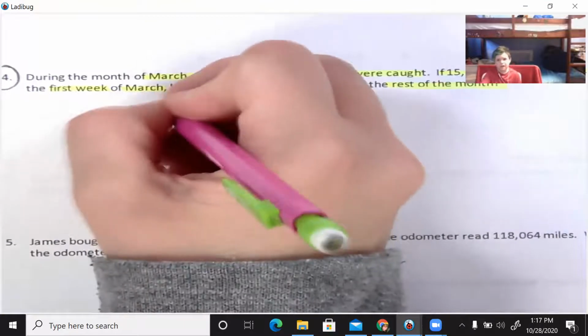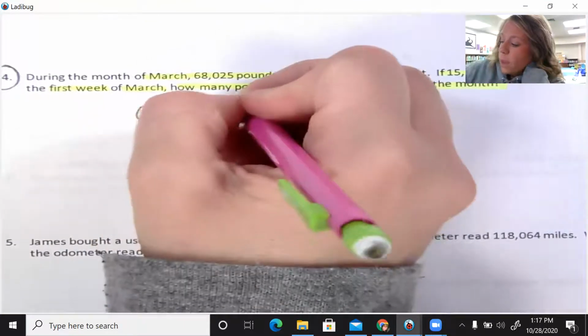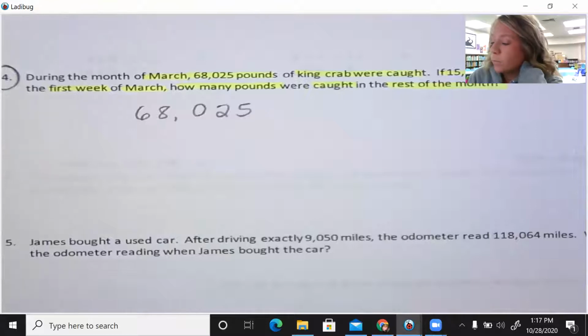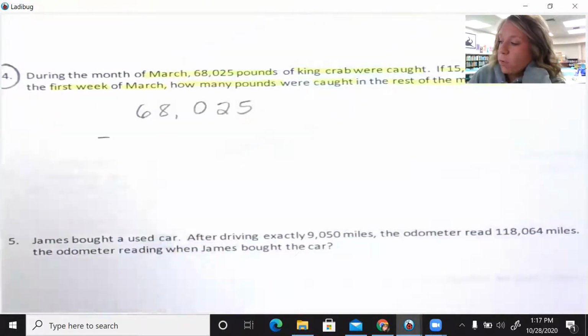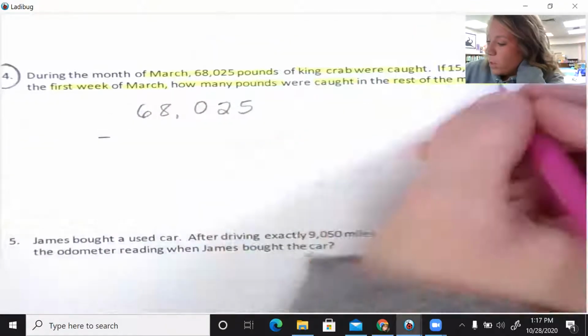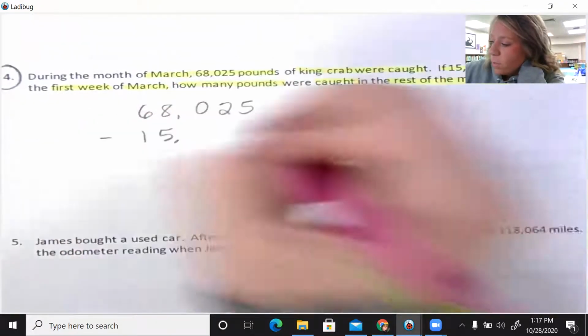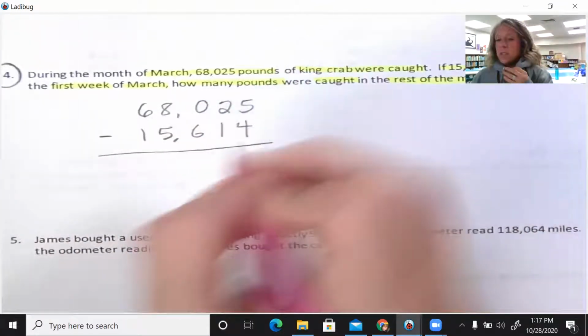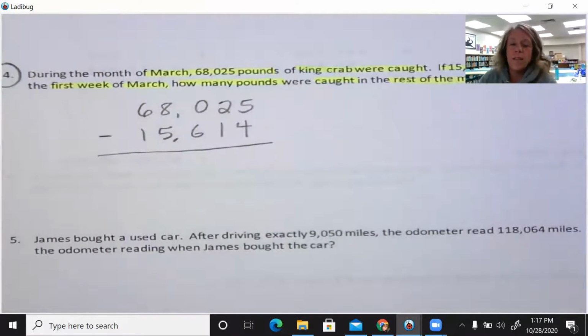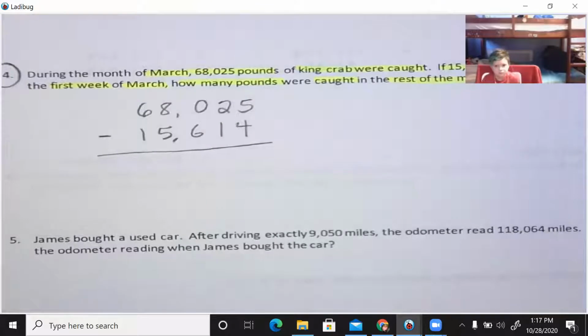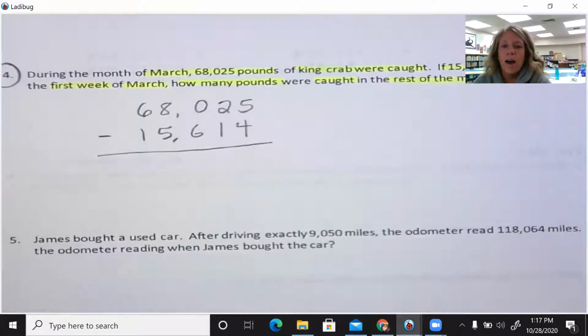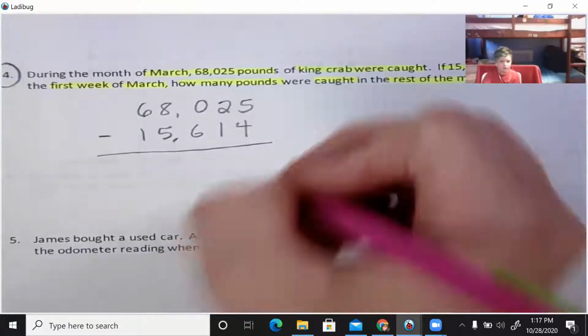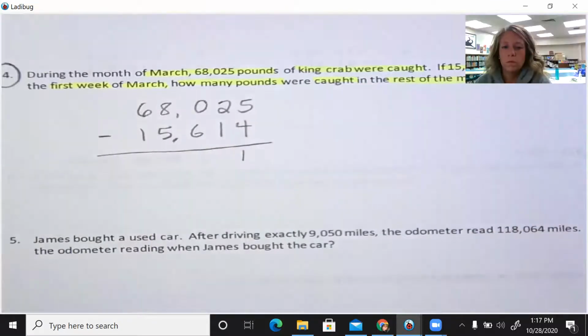68,025. We're going to start with our whole. That's the total amount of pounds that were caught. We're going to take away the first week of March, making sure all of our numbers are lined up in the correct place value. Our ones are lined up, our tens, hundreds, thousands, and 10,000s. We're going to take away how many pounds were caught the first week, which will leave us with what was caught the rest of the month. 5 minus 4 is 1. 2 minus 1 is 1.